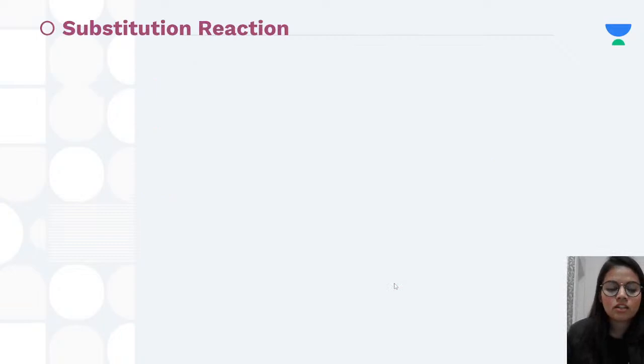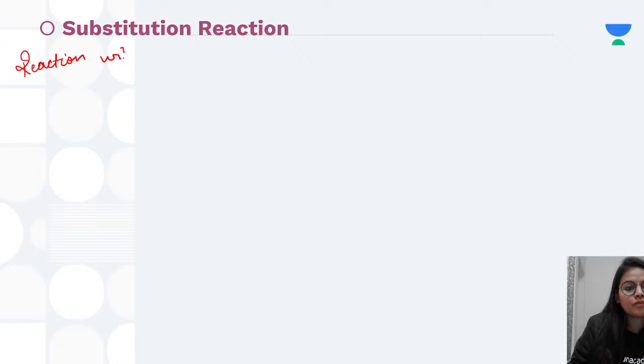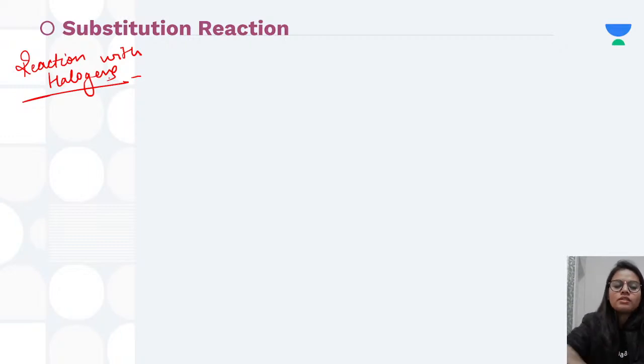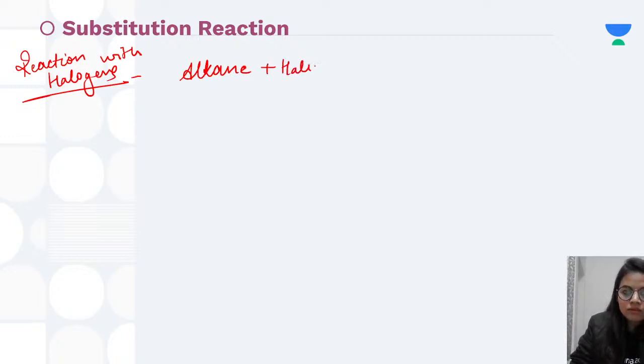Next is substitution reaction. The very important substitution reaction here is reaction with halogen. What does reaction with halogen say? That alkanes like methane and ethane can react with chlorine or bromine in the presence of sunlight or ultraviolet light. And what do we get? We get the halogen substituted products, which are known as alkyl halides. So in word form, alkane plus halogen gives alkyl halide.